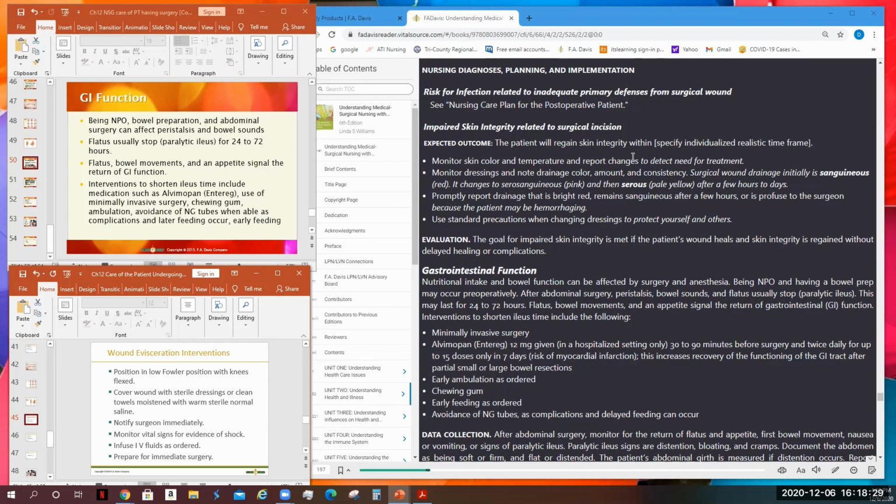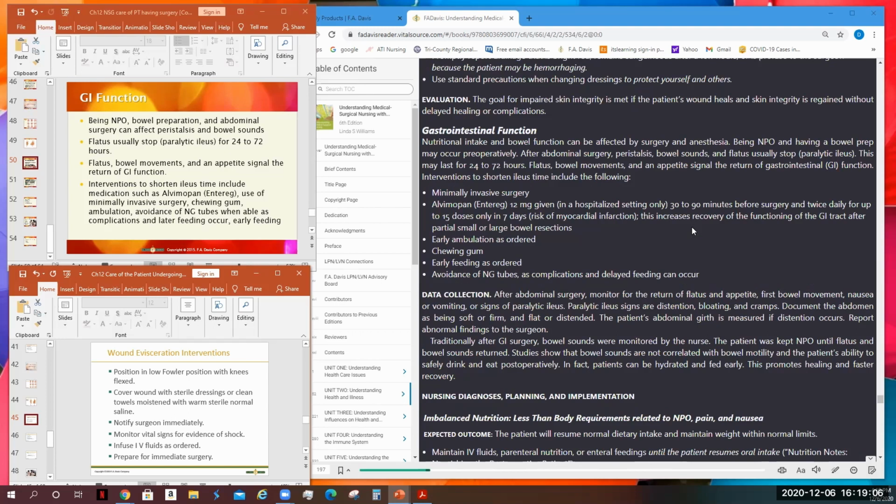Surgical wound drainage initially is sanguineous, red. It changes to serosanguinous, pink, and then serous, which is a pale yellow, after a few hours to days. Promptly report drainage that is bright red, remains sanguinous after a few hours, or is profuse to the surgeon because the patient may be hemorrhaging. Use standard precautions when changing dressings to protect yourself and others. Evaluation. The goal for impaired skin integrity is met if the patient's wound heals and skin integrity is regained without delayed healing or complications.